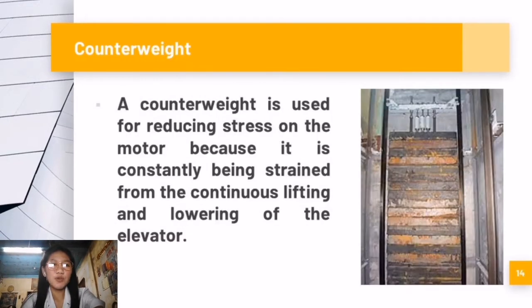Next is the counterweight. A counterweight is used for reducing stress on the motor because it is constantly being strained from the continuous lifting and lowering of the elevator. The motor works with the counterweight propelling the elevator in the upwards direction and then in the downwards direction. To keep the elevator and the counterweight from swaying, guide rails were also designed into the construction, making it a smooth ride in both directions.